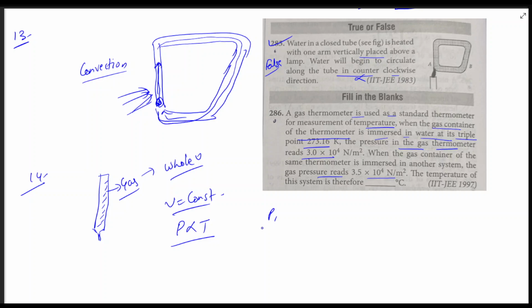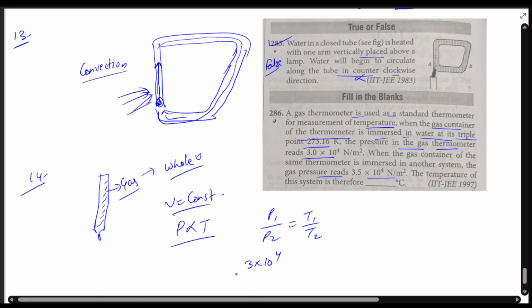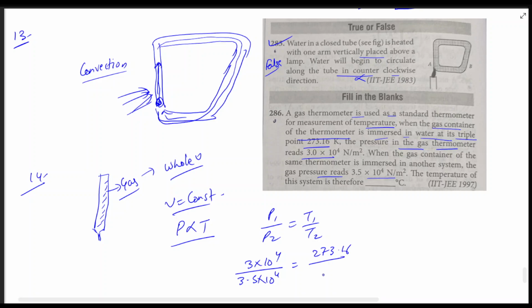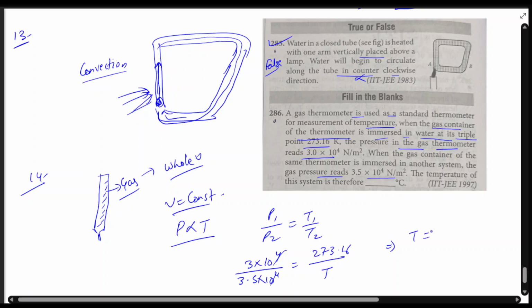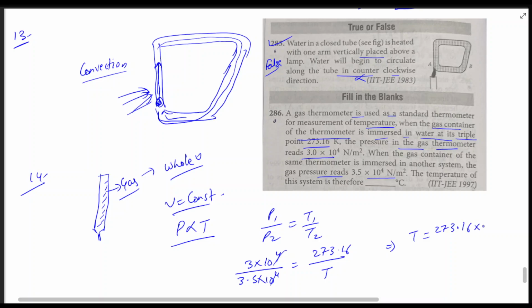So write P1 by P2 equals T1 by T2. Initially the pressure was 3 into 10 raised to power 4, divided by the final pressure 3.5 into 10 raised to power 4, equals 273.16 divided by T. We just have to find T. So T will be 273.16 into 3.5 divided by 3 Kelvin.